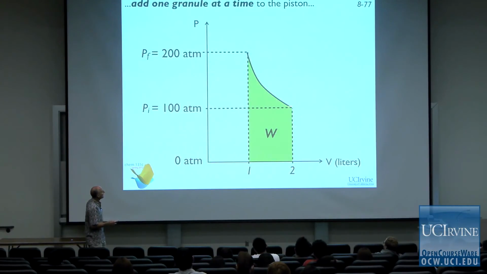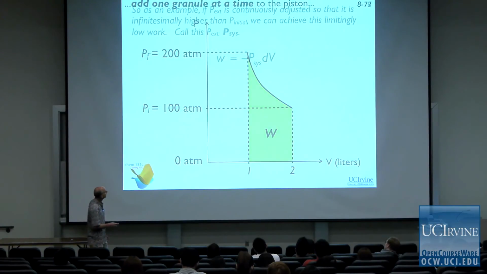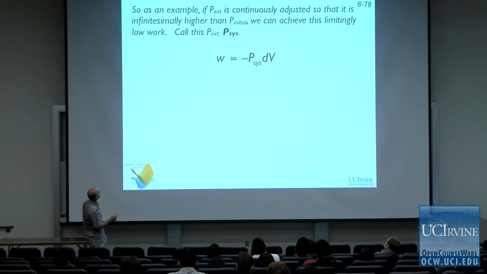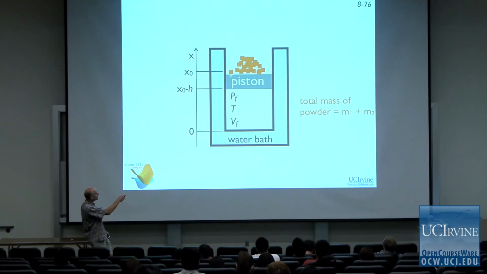Now, what can we understand about this process? Let's see if we can figure out mathematically what we just did, because this is kind of important to understand. Here's what we did. As an example, if the external pressure is continuously adjusted so it's infinitesimally higher than the initial pressure, that's what we did. We just made it infinitesimally higher by putting 1 grain at a time on the piston.